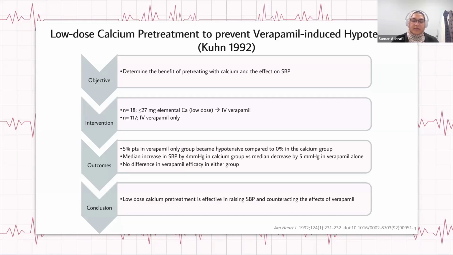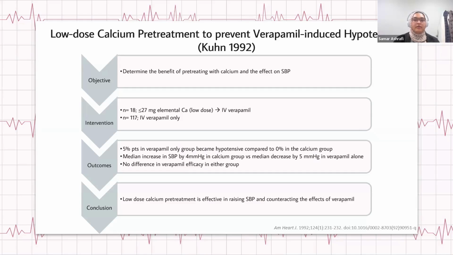And then the other group they had was just patients that were treated with verapamil only. So they found that 5% of the patients that only got verapamil became hypotensive, but among the 18 patients that got calcium, none of them had any experiences of hypotension. And then the median decrease in systolic was about 4 millimeters of mercury in the calcium group, versus in the verapamil only group, they actually found a decrease by 5. And overall, again, no difference in antiarrhythmic efficacy in either group. So all of these trials support the idea that giving calcium before verapamil seems to have a benefit of preventing any hypotension that can occur.